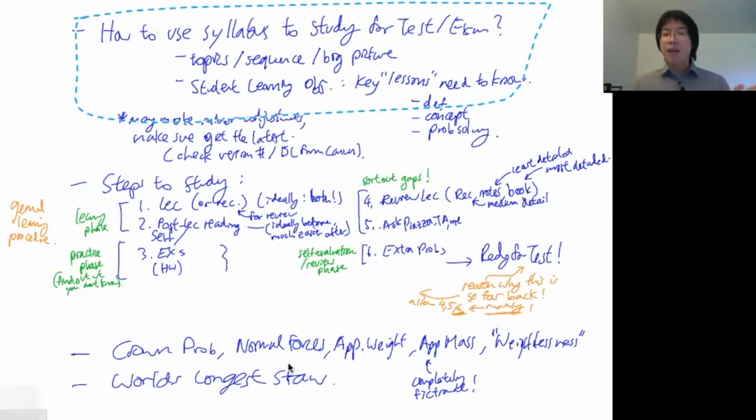The crown problem, what is normal force, what is apparent mass, what is apparent weight, and what is weightlessness. And also, I'll discuss another example of the world's longest straw. So I anticipate the whole thing would end between 10 a.m. Okay, that's my expectation, another half hour, 25 minutes.